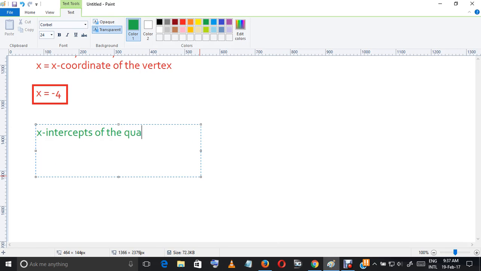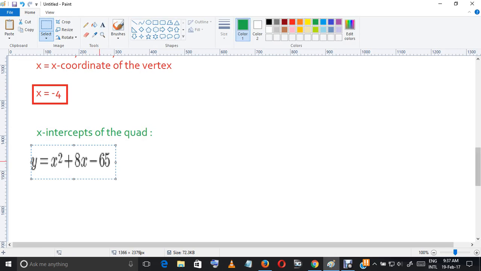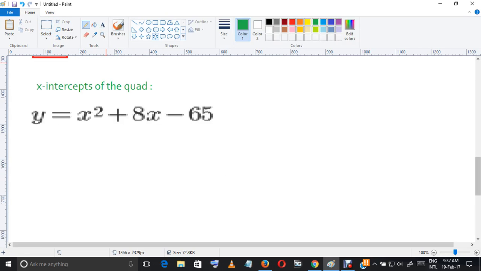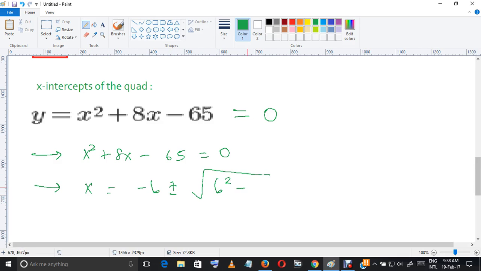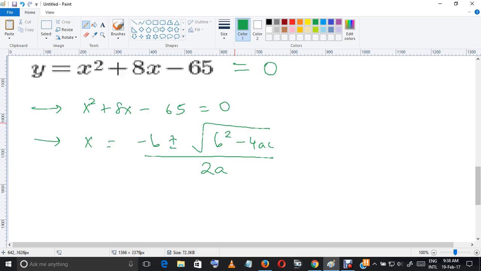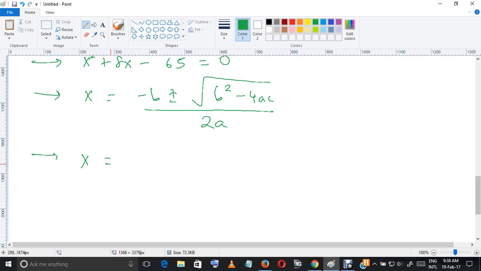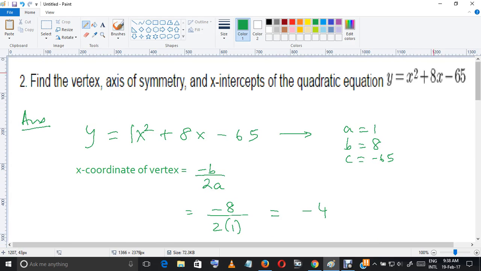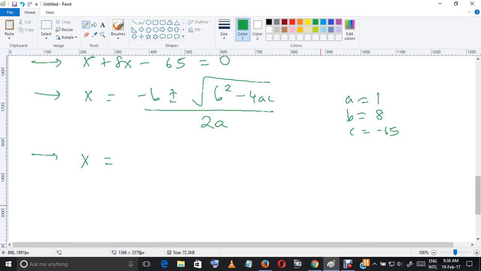X-intercept of the quad. And the quad is given by this. And to find the x-intercepts, you got to set y equal to 0. So you have this particular equation. And you can solve for x using the quadratic formula, negative b plus or minus square root b square minus 4ac by 2a. And you're going to substitute the values of a, b, and c in here and you're going to get the answer.